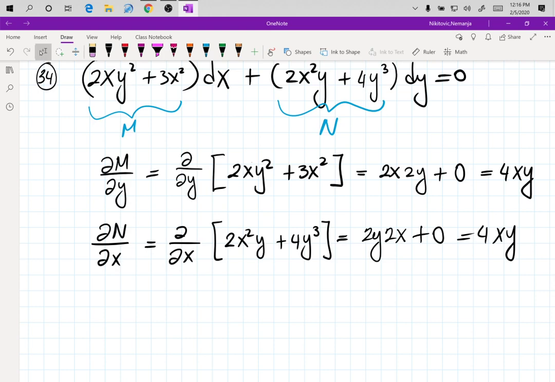Ready? To solve this differential equation, you are going to pick, let's say M, right? And integrate that one to get your partial solution. And then you are going to fix that solution in one more pass, and that's where you get the solution for the differential equation.